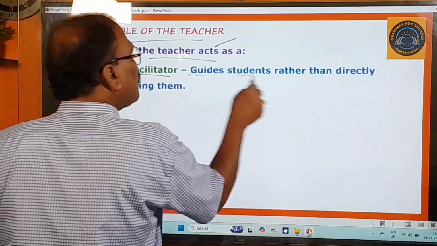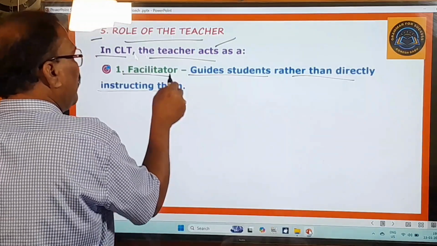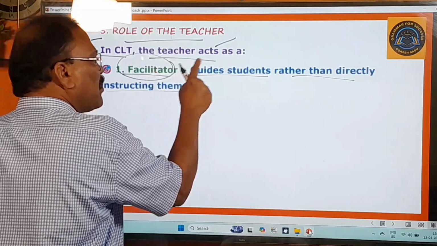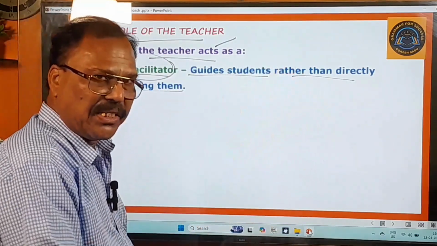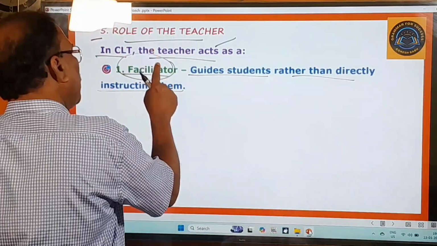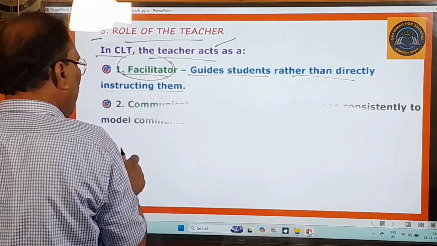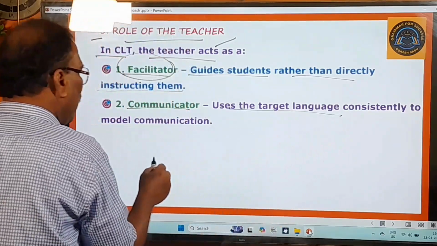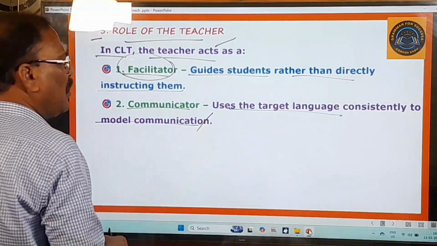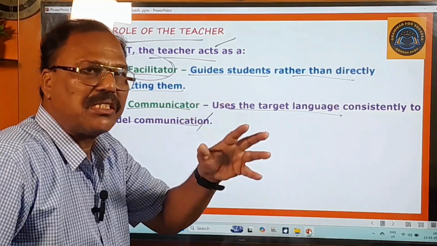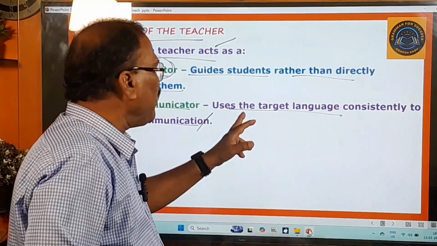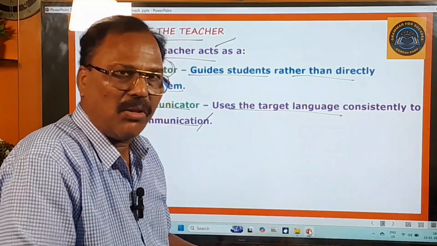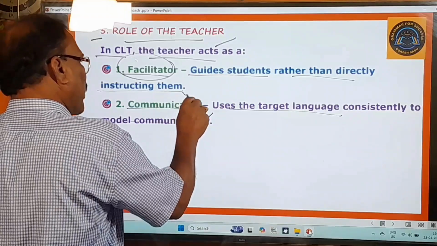Facilitator, what does he do? He guides the students rather than directly instructing them. This facilitator doesn't instruct the students, but only guides them in various activities. That is the teacher's role in this CLT classroom. And here the teacher can also act as a communicator. Communicator means he uses the target language consistently to model communication and promote the communicative skills of the learners. He will be speaking only the target language throughout the activities and the class. In that way, he will be a communicator.